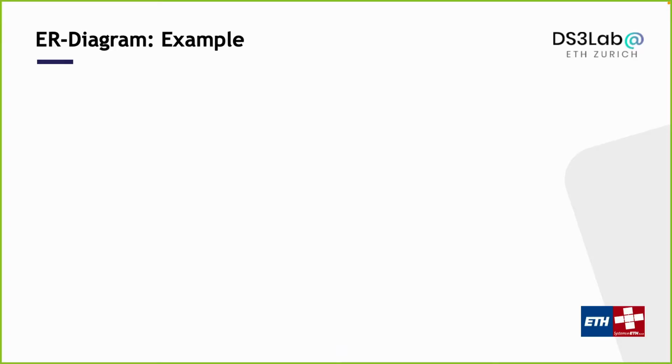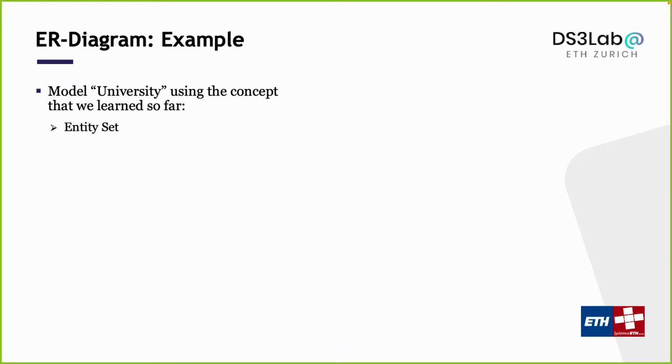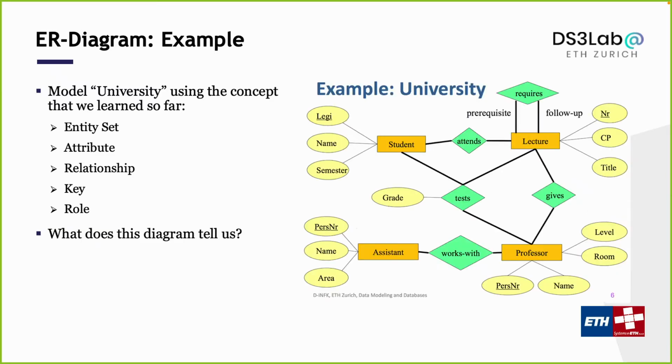Now let's continue to talk about conceptual modeling and the entity relationship diagram. We talked about multiple concepts here. We know what an entity set is, we know what an attribute is, we know how to draw relationships between those entity sets. We talked about the notion of key, we talked about role, and we talked about cardinality. Just to refresh our memory. Once you know these concepts, you should be able to read this entity relationship diagram pretty easily.